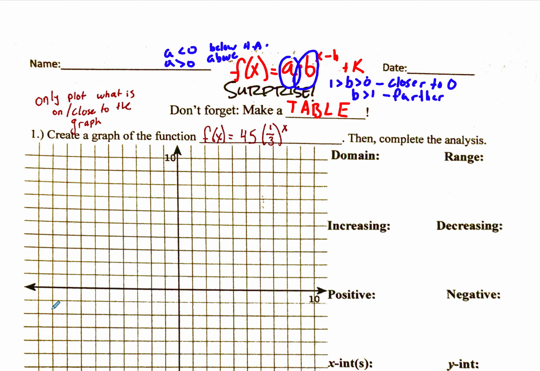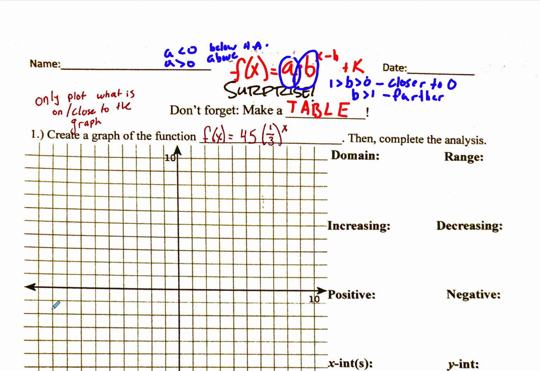Now you may have noticed at the top of the sheet, I said to only plot what is on or close to the graph. So the first 2 points, 45 and 15, are not on the graph, and they're not close. If it was 10.5, if it was 11, okay, but we're not really in that position. So we go to 2.